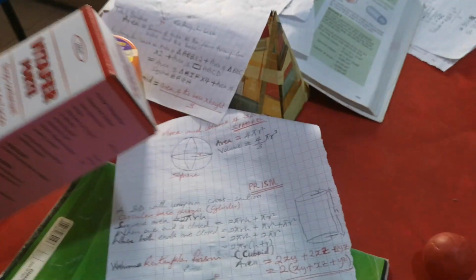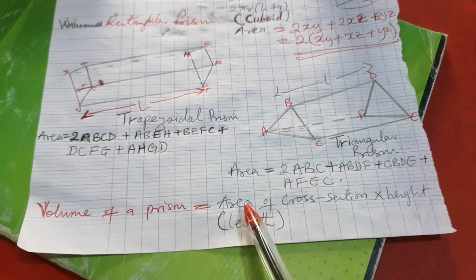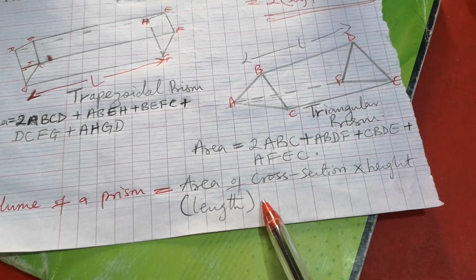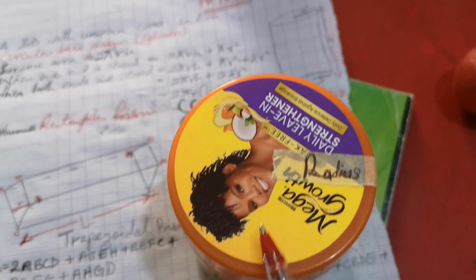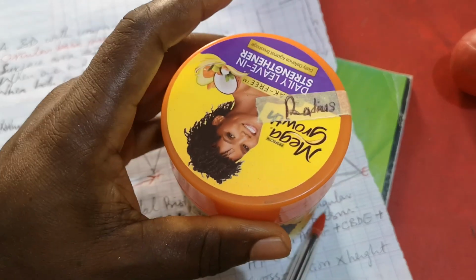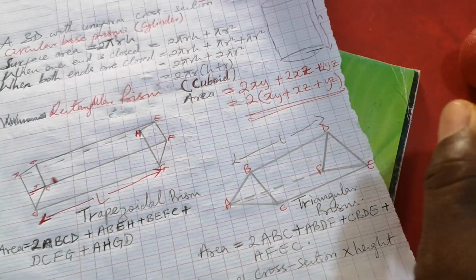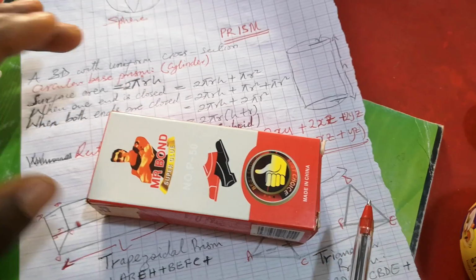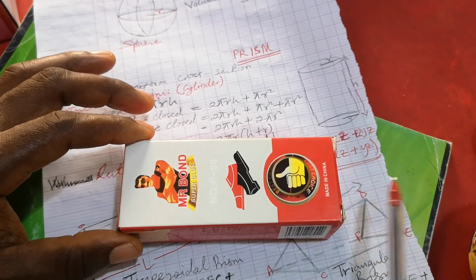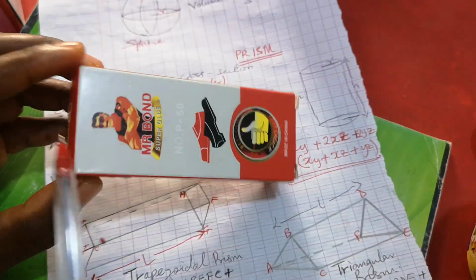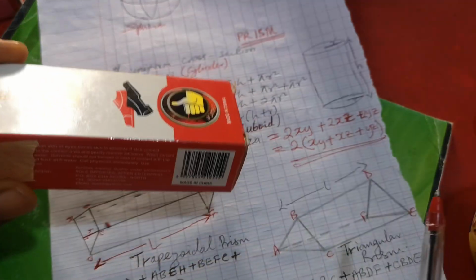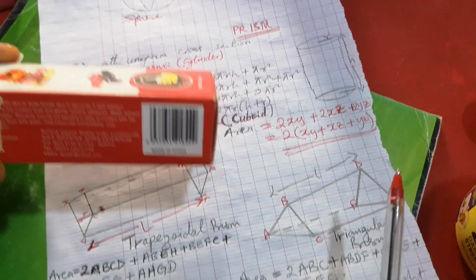That is why I said that the volume of a prism is just area of cross section times height or length. For something like a cylinder, you talk about the height because a cylinder is always standing. But for something like a cuboid, a rectangular prism, you talk about the length because most of the time they are lying down. So when you find the area of the cross section and multiply it by the length or the height, that will give you the volume of the prism.